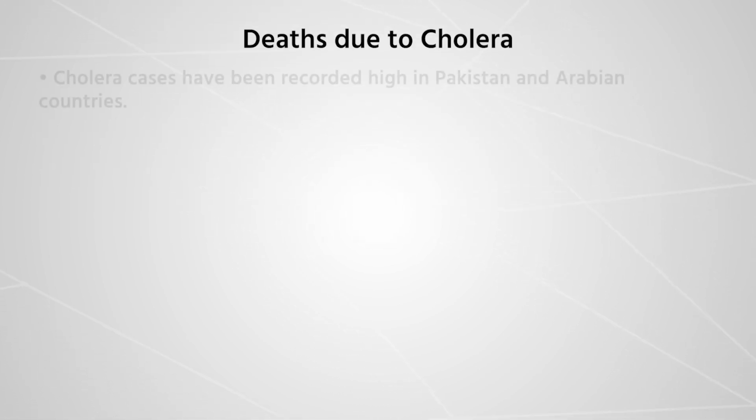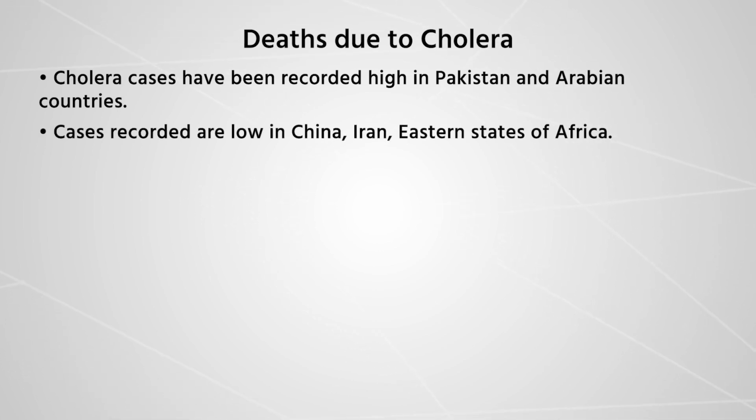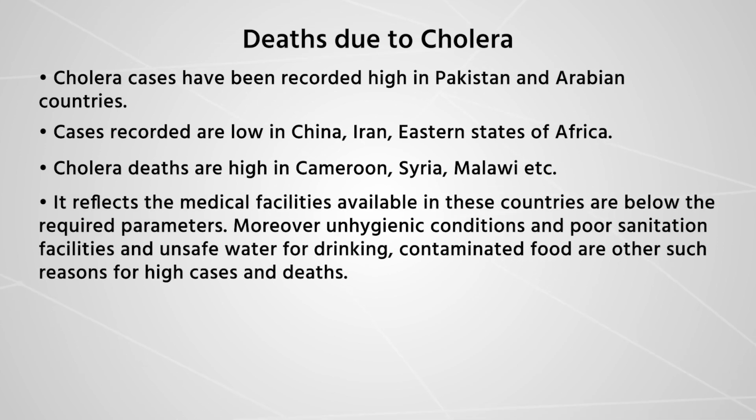In context to the deaths due to cholera, world data shows that cholera cases have been recorded high in Pakistan and Arabian and South Asian countries. Cases recorded are low in China, Iran and eastern states of Africa. Cholera deaths are high in Cameroon, Syria, Malawi, etc. It reflects that medical facilities available in these countries are below the required parameters.